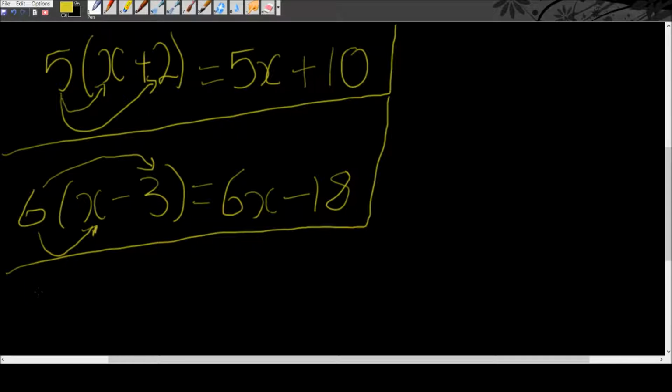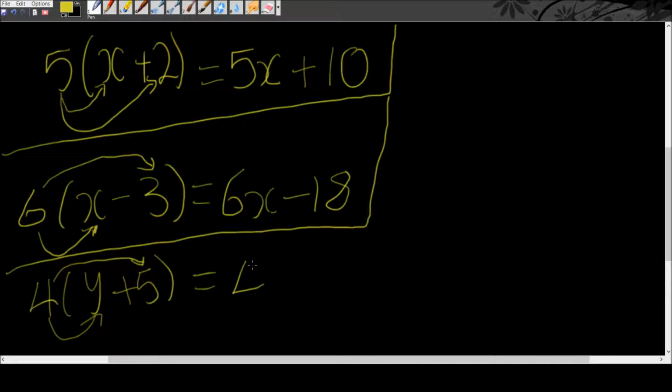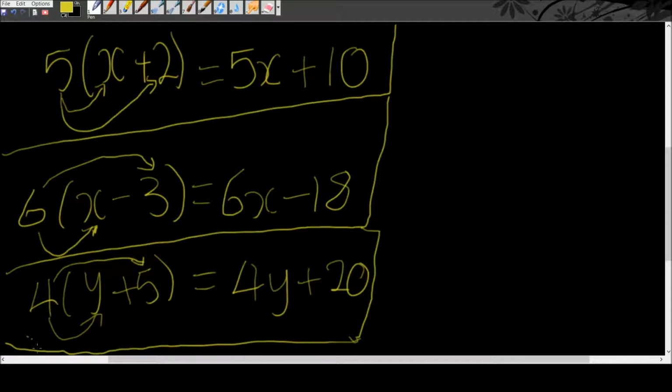Let's do another one. Now it's not always going to be x. They may give you another letter like y. So let's do 4 brackets y plus 5. Let's see what that's going to give us. We do the 4 times the y, and we do the 4 times the positive 5. So 4 times y is going to give us 4y, and 4 times the positive 5 is going to give us a positive 20. And that is it. That's another example done for you.